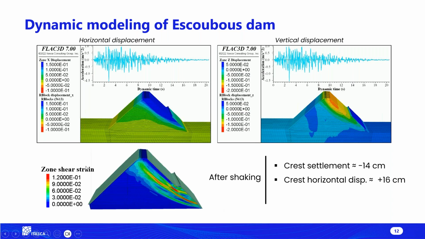At the end of the earthquake, I'm showing here also the deformation state of the dam. So we have shear strains up to 12% that are developing here on the downstream side of the dam, parallel to the downstream pitching.